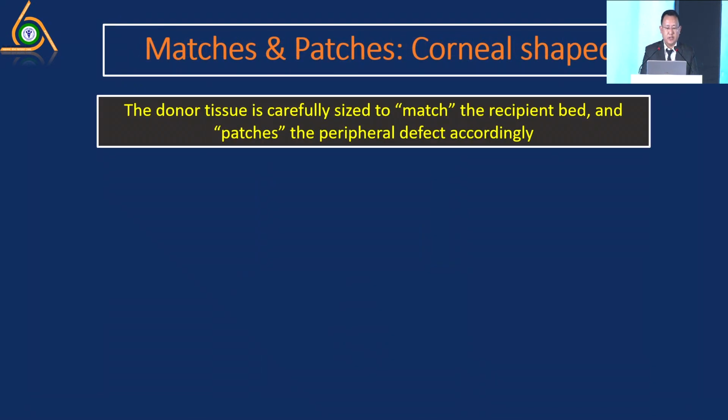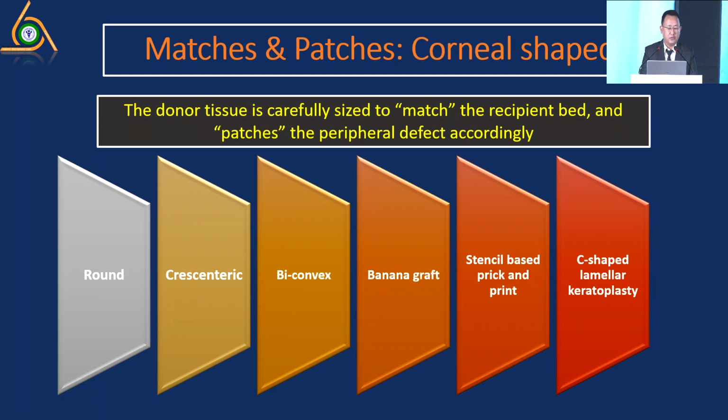So there are various shapes which can be used for managing this corneal perforation. The donor tissue is carefully sized to match the recipient bed, and patches the peripheral defect accordingly. So there are various shapes. You can have the round shape, the crescentic graft, the biconvex shape, the banana graft, the stencil-based prick and print, and the C-shaped lamellar keratoplasty for the ectasia part of the corneal degeneration or corneal ulcers.